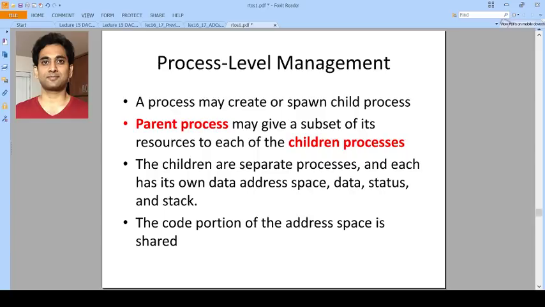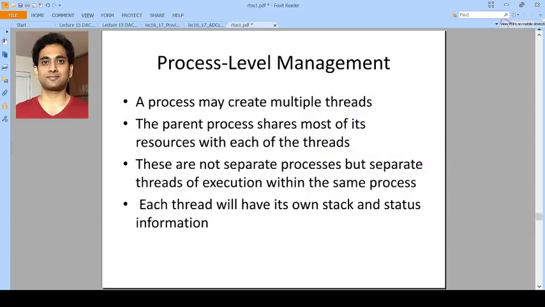A process may create, or spawn, child processes, and parent processes may give a subset of their resources to each of their child processes. We have to know that child processes are separate processes, and each has its own data address space, data status, and stack. And the code portion of the address space is shared. Now, a process may create multiple threads, and the parent process shares most of its resources with each of the threads. So these are not separate processes, but separate threads of execution within the same process, and each thread will have its own stack and status information.